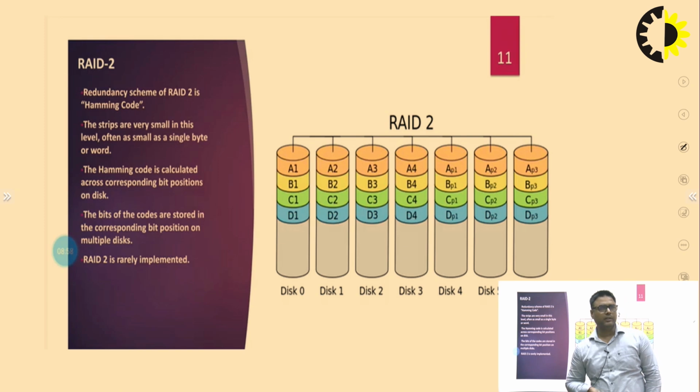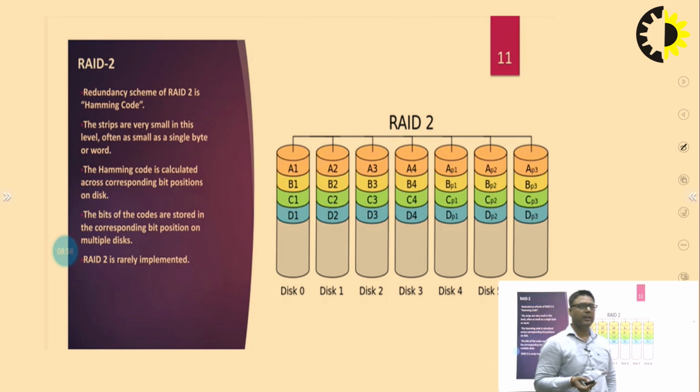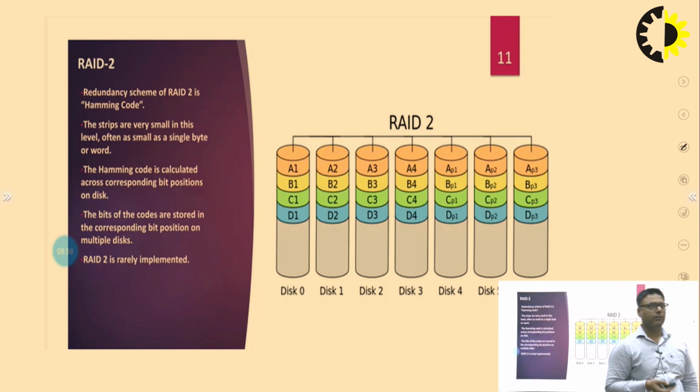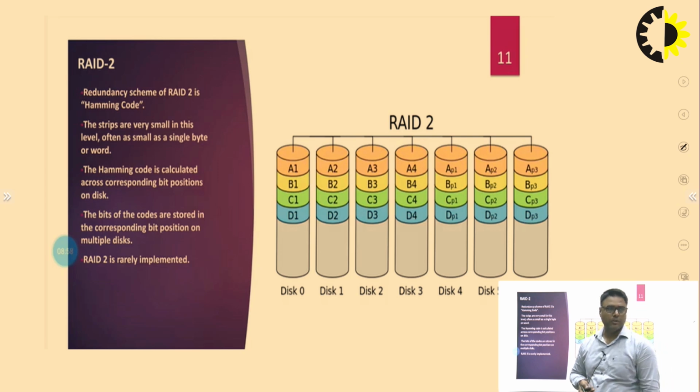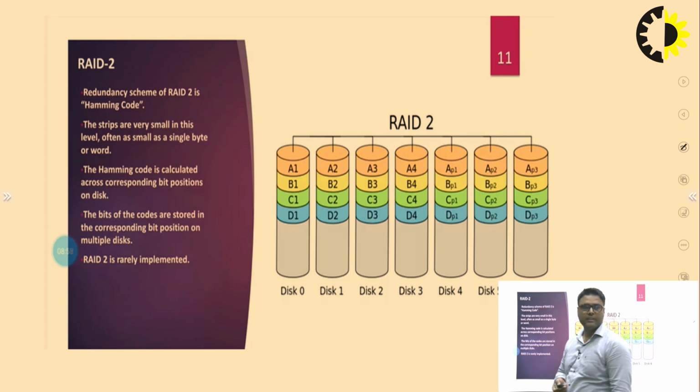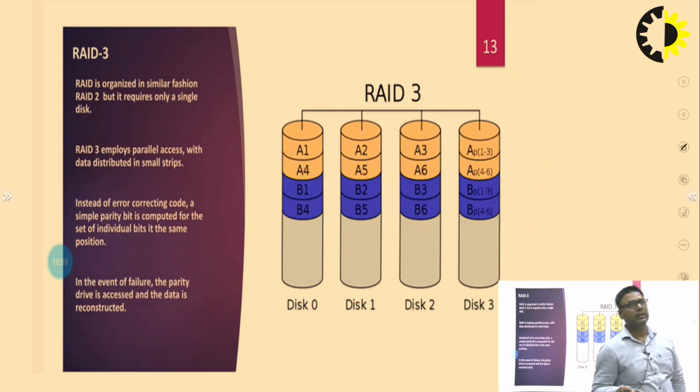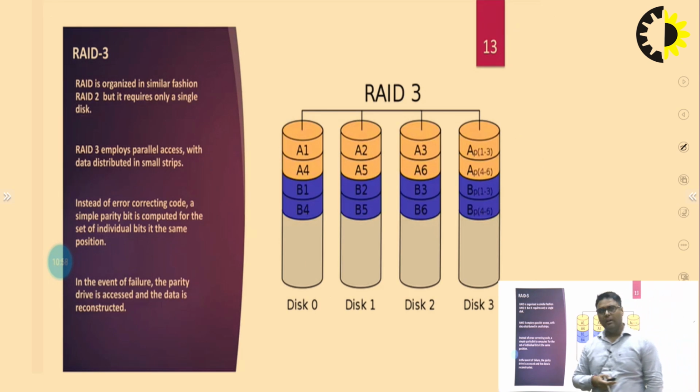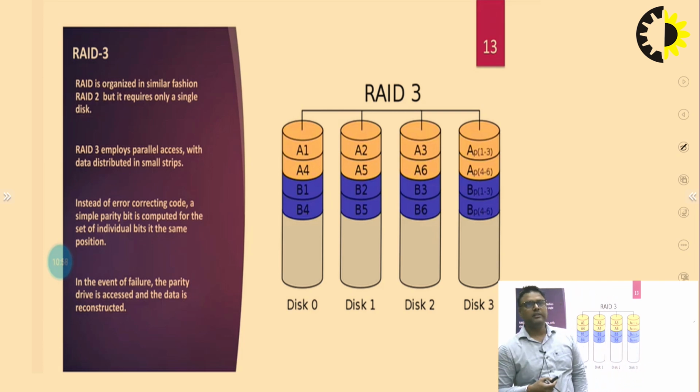Also read these points from the point of view of competitive and university exams; write down the RAID 2 pointers mentioned here. The first point is that the redundancy scheme of RAID 2 is the Hamming code. The strips are very small at this level, often as small as a single byte or word. The Hamming code is calculated across corresponding bit positions on the disks. The bits of the code are stored in the corresponding bit positions on multiple disks. RAID 2 is rarely implemented. Basically, that feature is added in RAID 3, and RAID 3 is implemented.